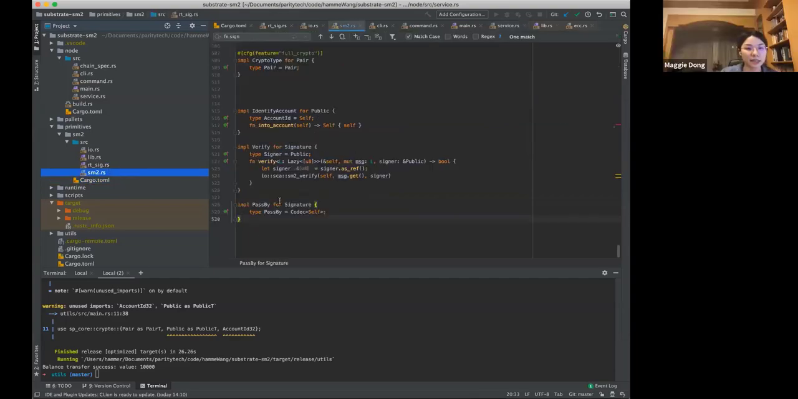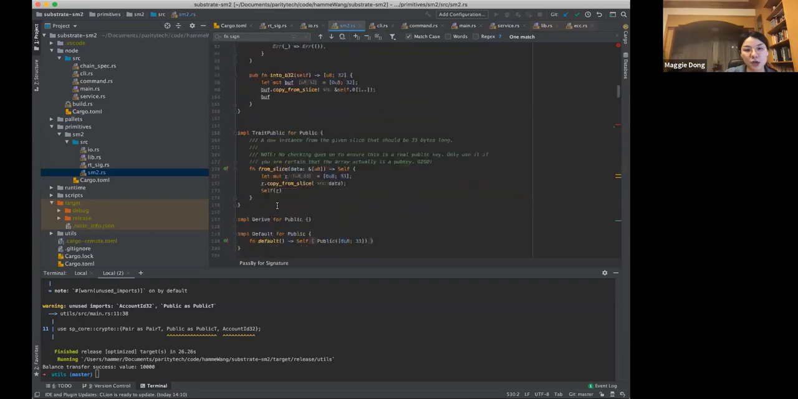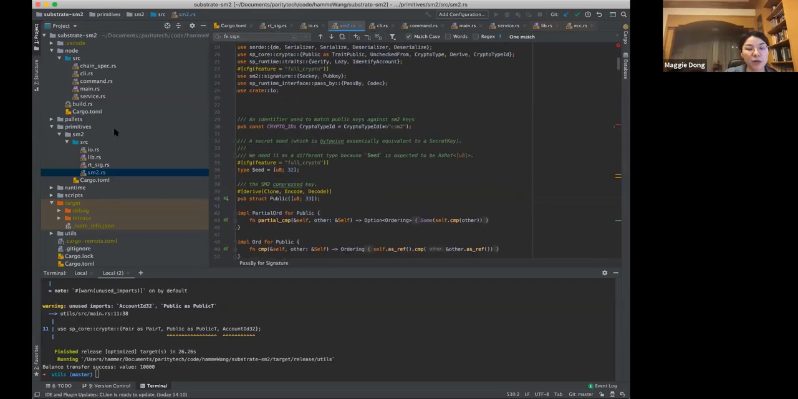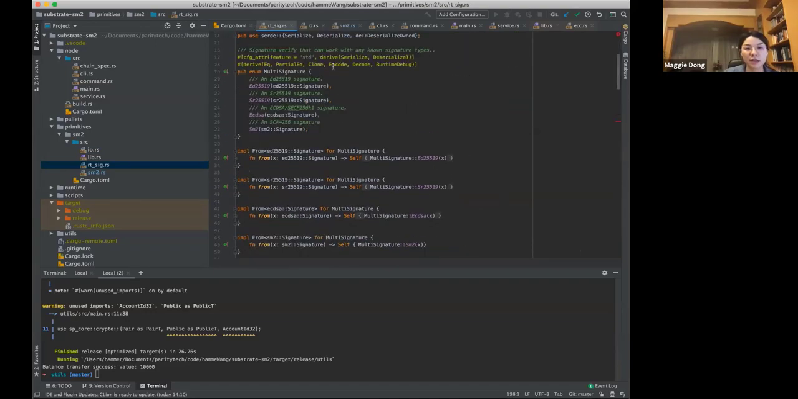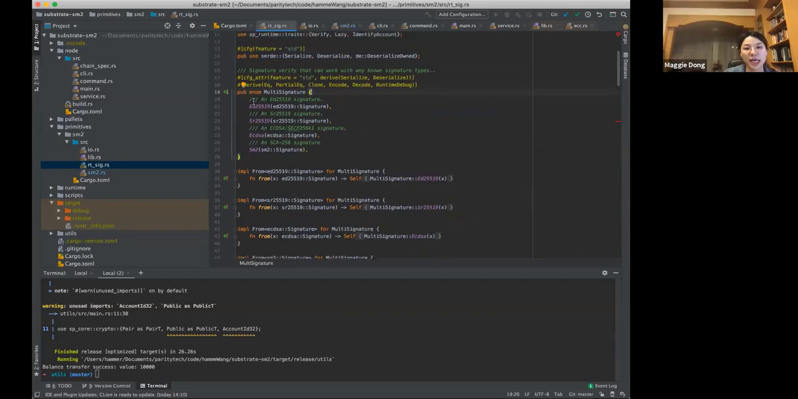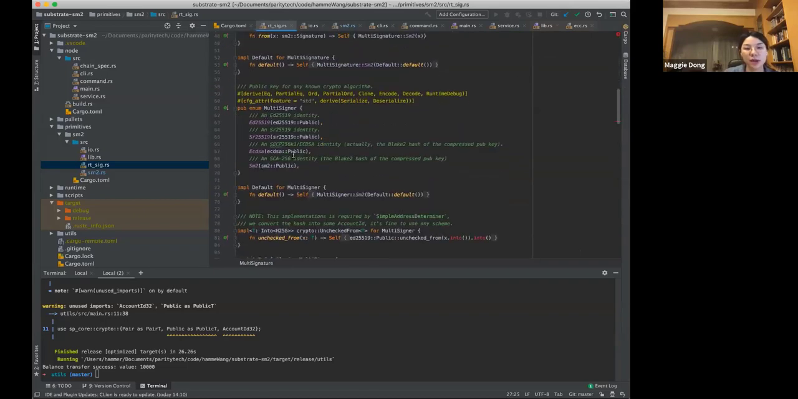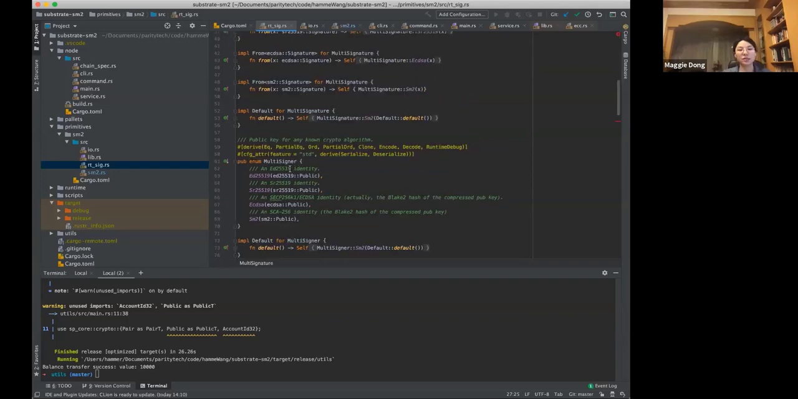Okay, and so here is our redefinition of the SM2 algorithm, and here is the runtime interface that enables us to call the std function through the no_std environment. And here is part of the code in Substrate, and you can see that the MultiSignature includes Ed, Sr and ECDSA, and we just add the SM2 signature here. And also the MultiSigner adds an SM2. So this MultiSignature and MultiSigner are totally compatible with the original Substrate ones.